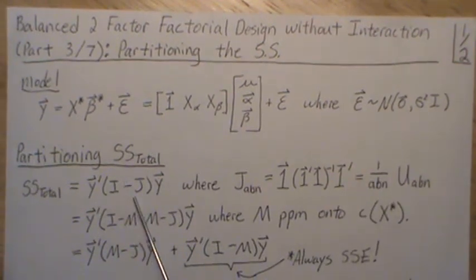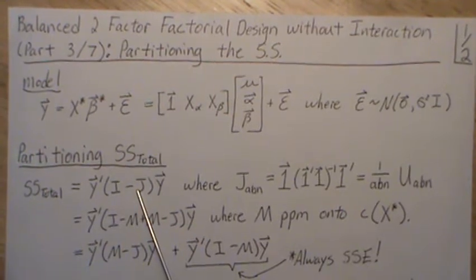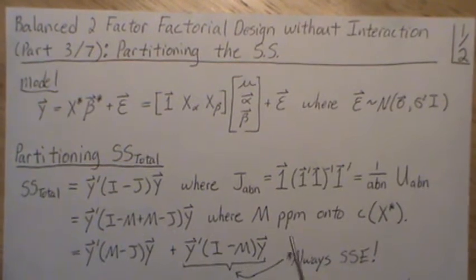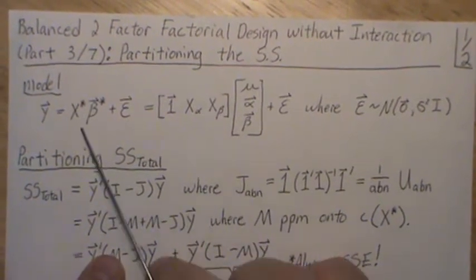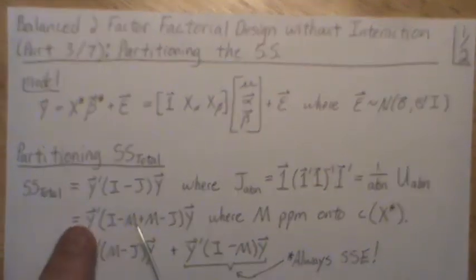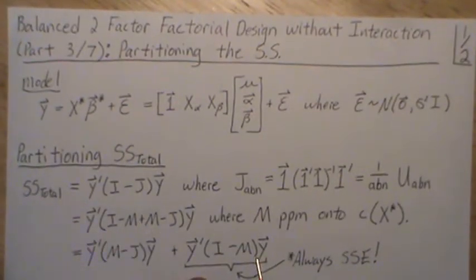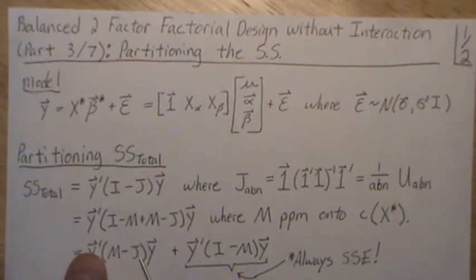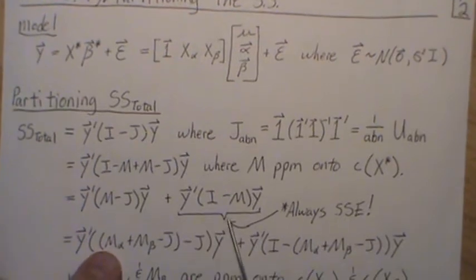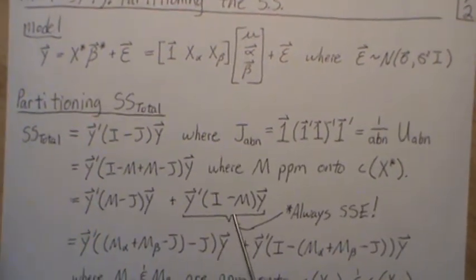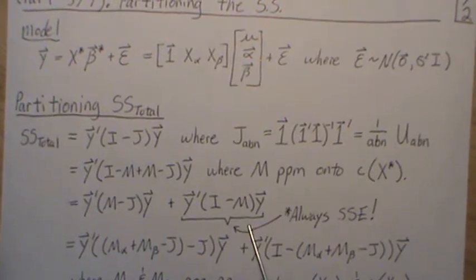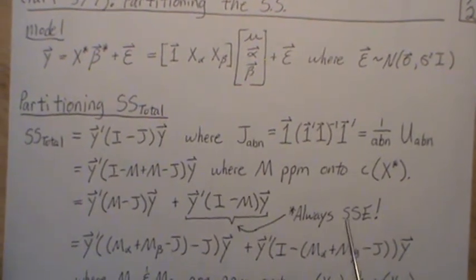Now, if we add 0 to this, we don't change it. So we subtract and add M, where M is the perpendicular projection matrix onto the column space of X star. Now we can think of it in groups, so I minus M will come down here and M minus J will come down here, when you multiply the y's in. Now, whenever you see y transpose (I minus M) y, that is always the sum of squares error. So we're done, we've just partitioned it.